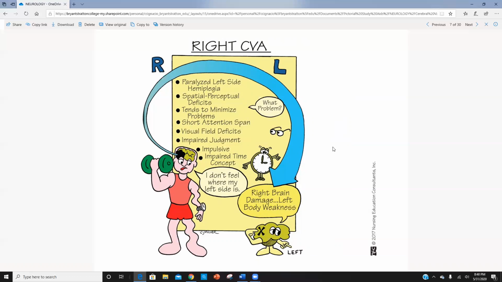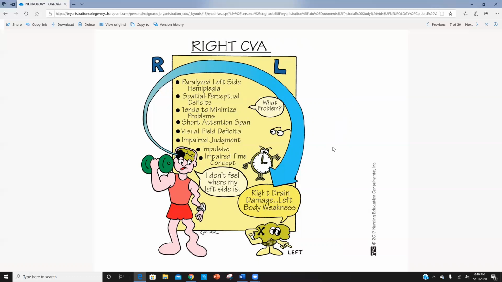Provide psychological support to the client and family. Establish a means of communication with a client who is experiencing aphasia, that is expressive aphasia, receptive or global aphasia. Encourage slow, deliberate speech. Make sure we're performing our range of motion exercises to prevent flexion contractures. We want to keep the extremities in a position of extension or in a neutral position.